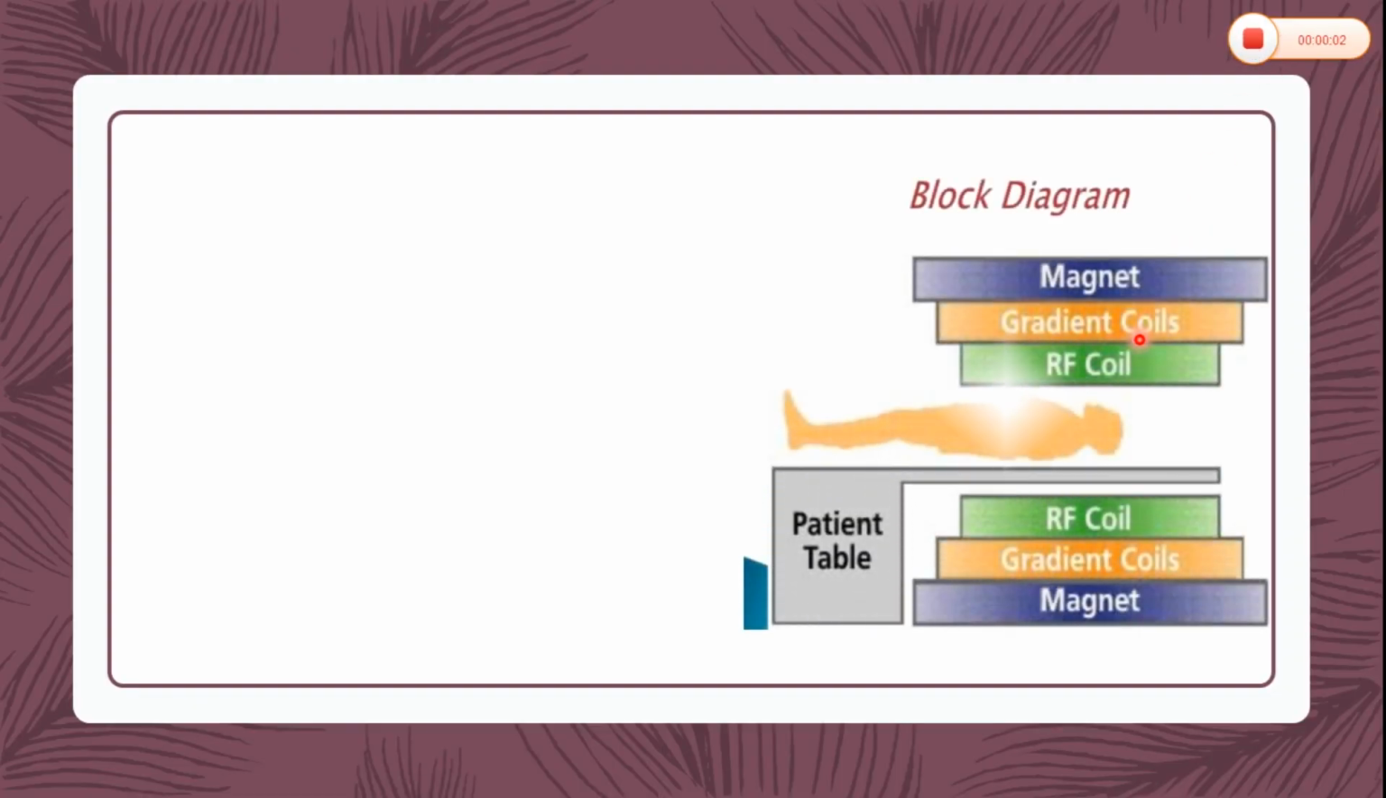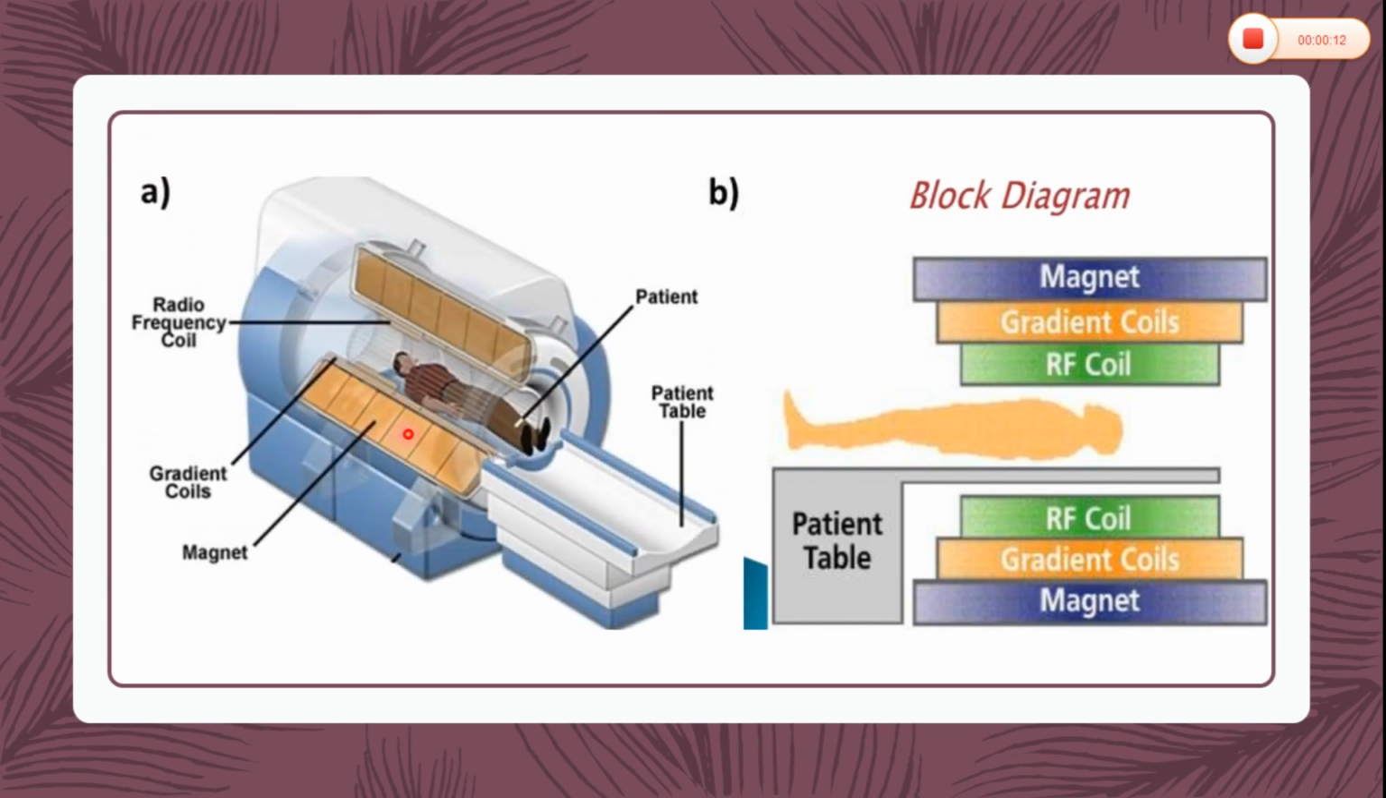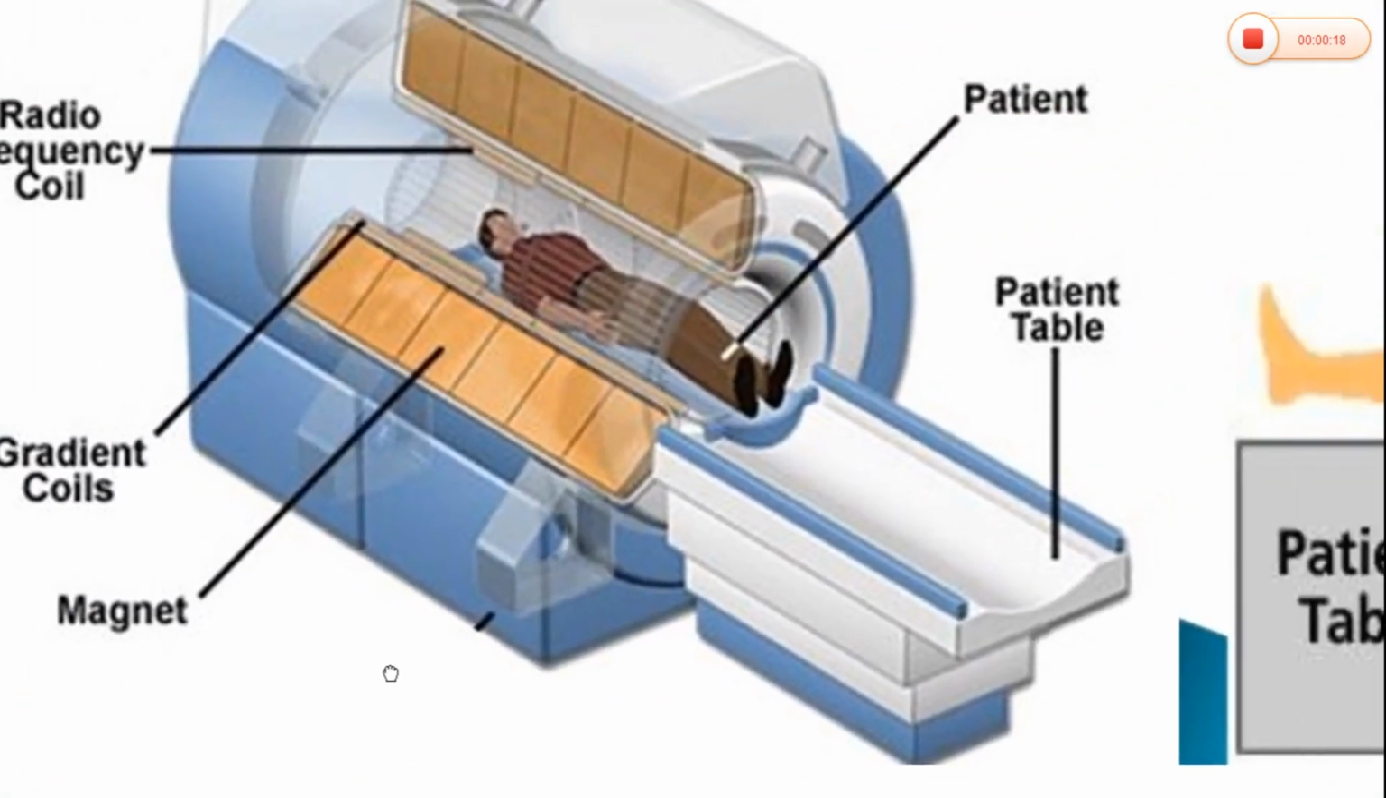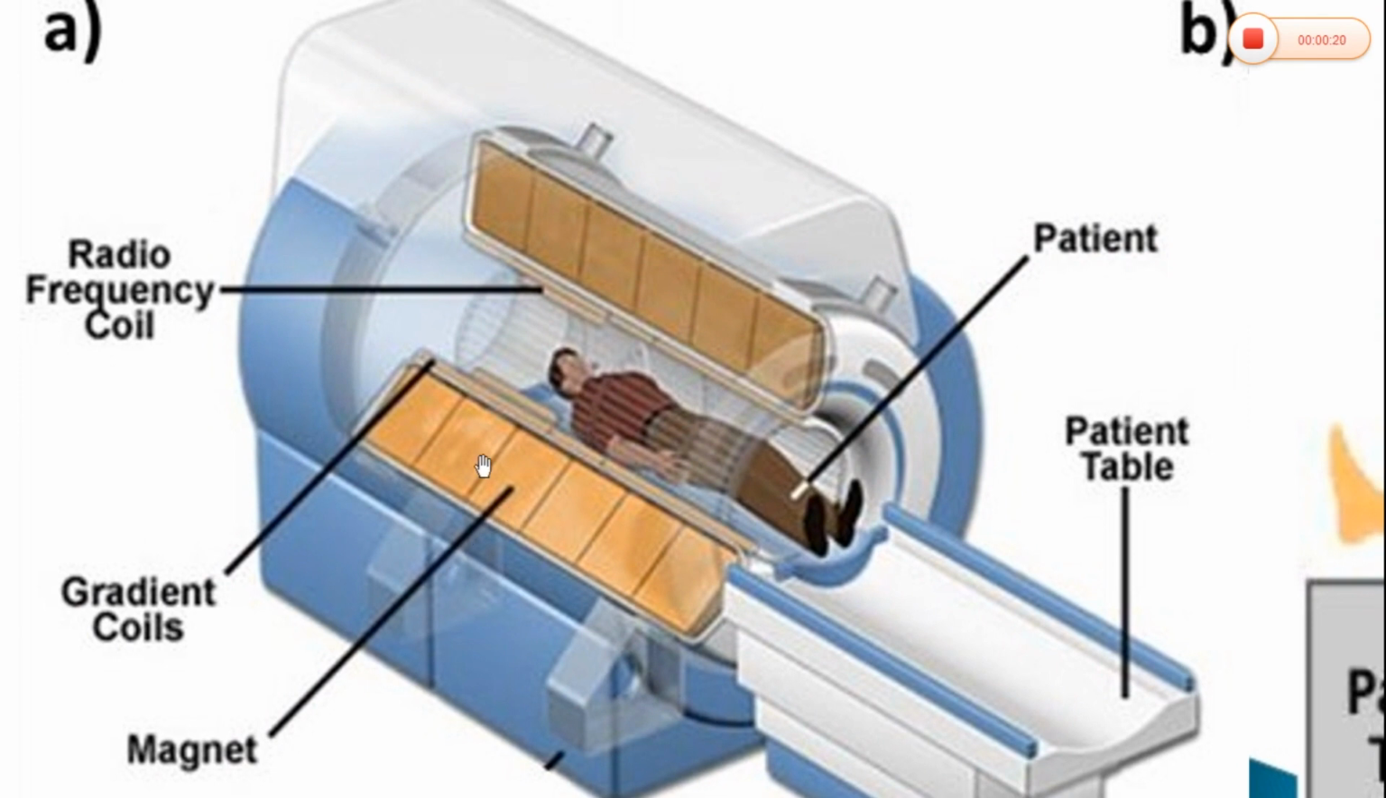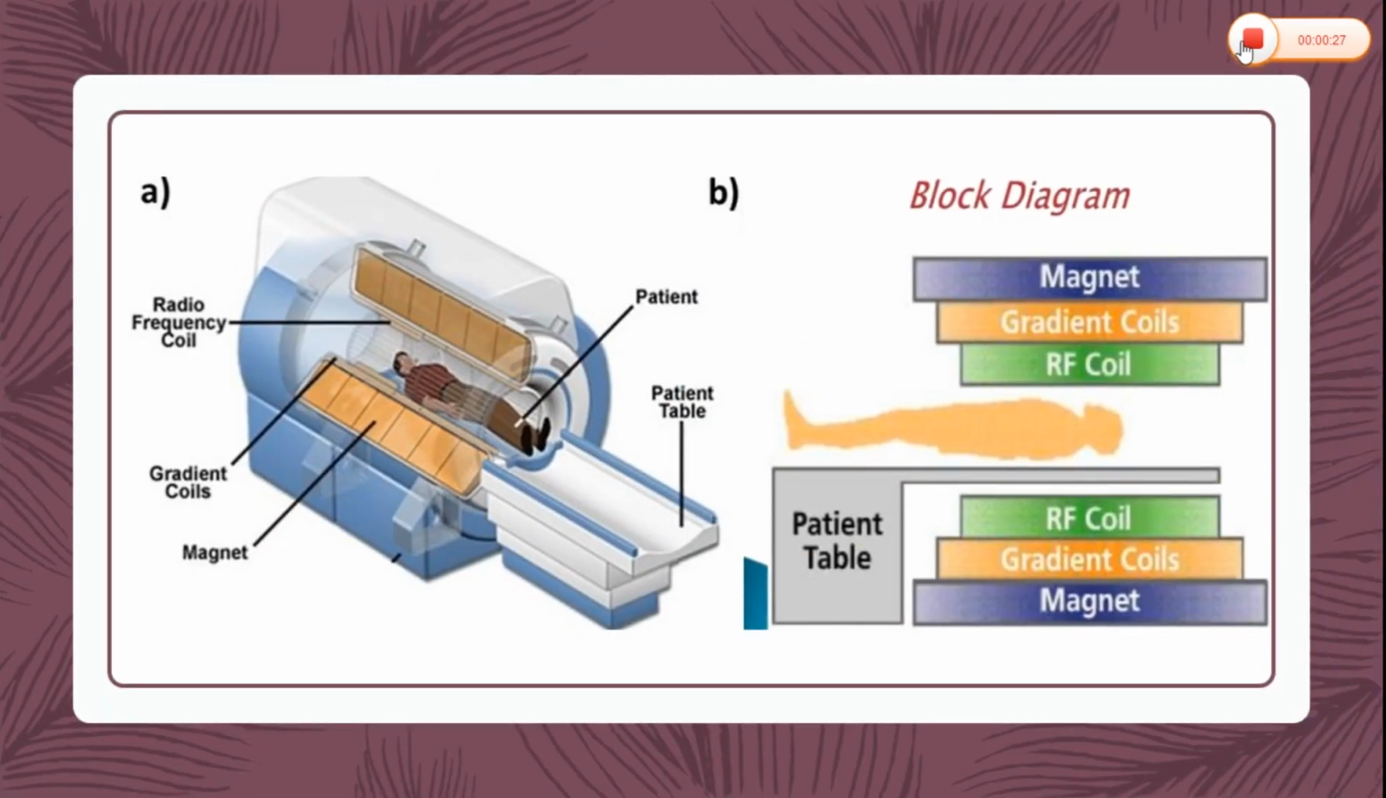So this is a block diagram that indicates positions of RF coil, gradient coils, and magnet in an MRI machine. And here you can compare same parts that these are in the same order in this machine. Let's take a magnified view. See, first magnet, then gradient coils, and then RF coils or radio frequency coils. And this part is the scanner. And this is patient table and this is the patient.